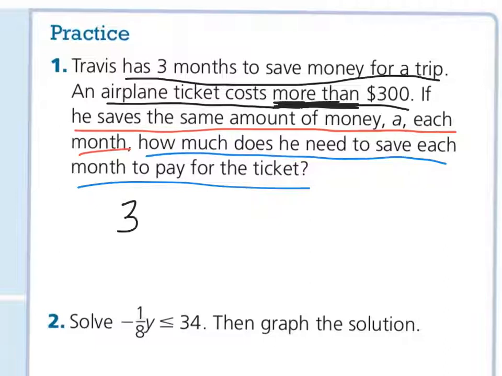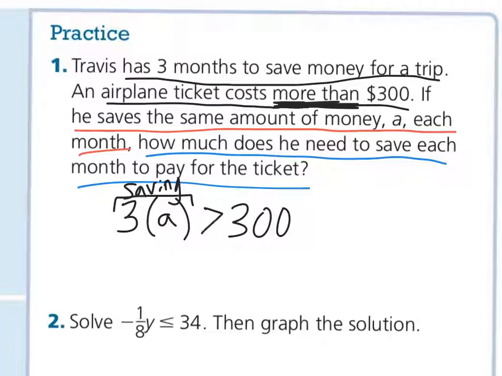So he's got 3 months. He's saving the same amount each month. So the amount he's saving, we could think about the amount he's saving would be 3 times A. 3 times however much he saves each month. It costs more than $300. So this is what he's saving. So if it costs more than $300, the amount he's saving needs to be more than $300. We don't know exactly what that is, but it needs to be more than $300 total.